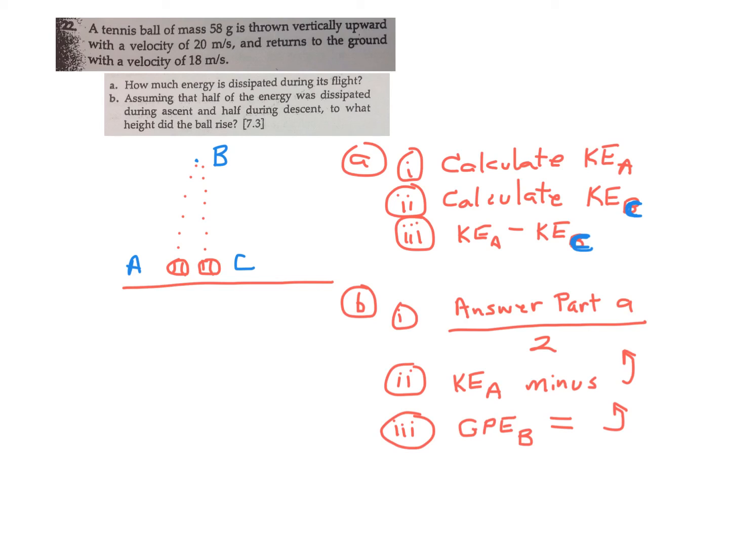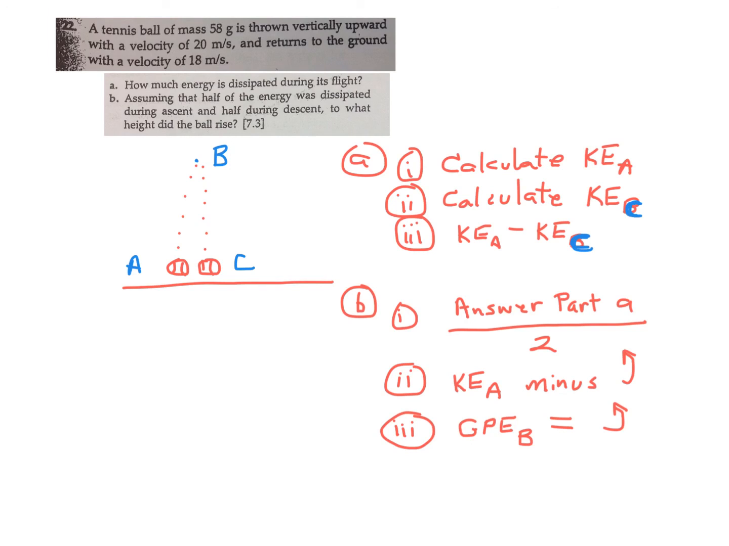Or conversely, I could have taken my kinetic energy at point C and added that half of the dissipation to get back to point B. In other words, the energy at point B is halfway between the energy at A and C. But now it's all GPE. So then just set that last step.